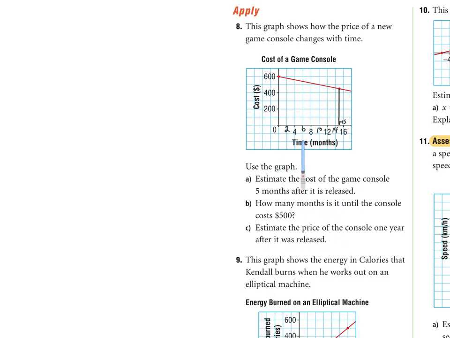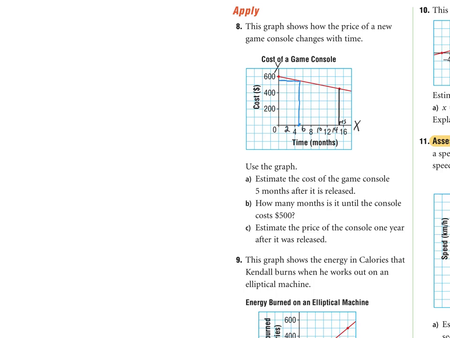So here, this is our x-axis right here with our time. This is our y-axis with our cost. And it wants to know the cost of the Xbox, or well, I'm thinking Xbox because that's just what I have. But it could be the cost of the gaming console after 5 months. So 5 months will be right here, right in the middle between 4 and 6, right there. So I can come straight up to here and then straight over.